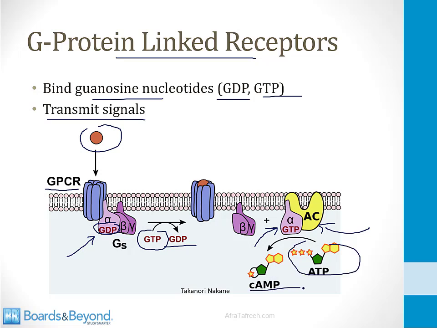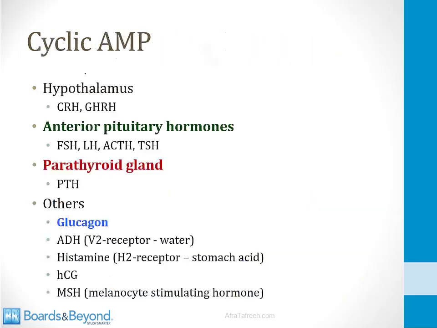And this is how hormones that use cyclic AMP as a second messenger system transmit their message from outside the cell through the G protein receptor to increase the level of cyclic AMP. The cyclic AMP system is very popular in the human body. There are many cells that use this second messenger system to transmit signals through hormones. So let's go through some of those now.